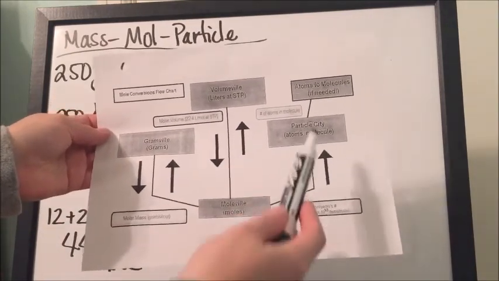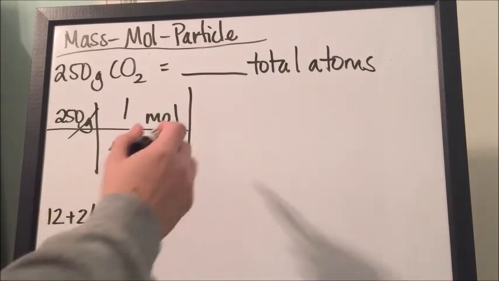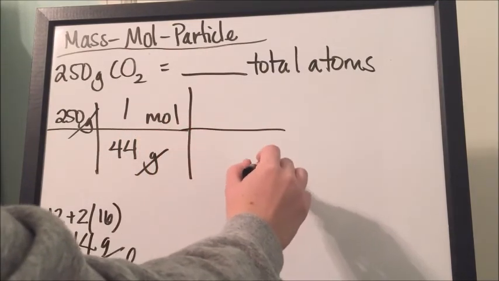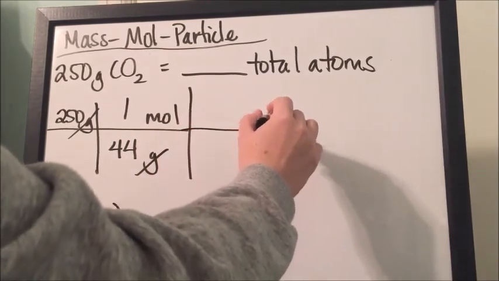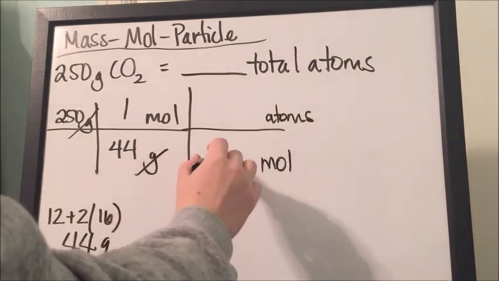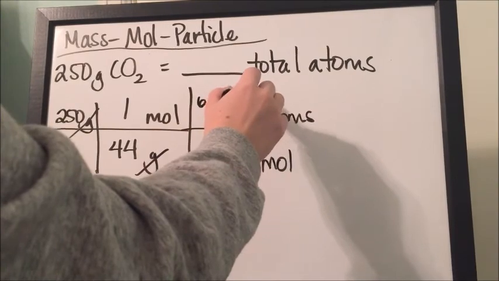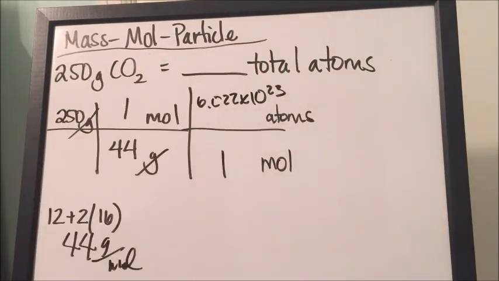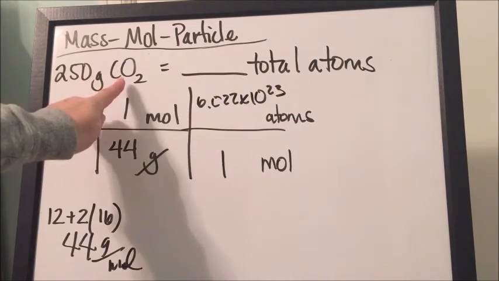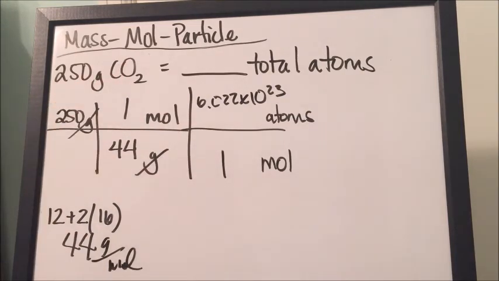Now I'm going moles to particles. Okay, so you might be tempted here to say moles to atoms. And that in 1 mole, of course, there are 6.022 times 10 to the 23rd. Now, that's actually a false statement. And it's only false because if you look at what we were given, CO2. And CO2 is not an atom. It's made up of atoms, but it's a molecule.